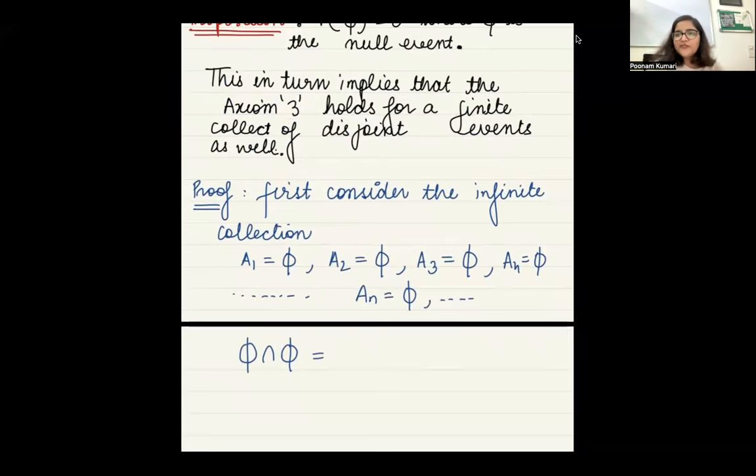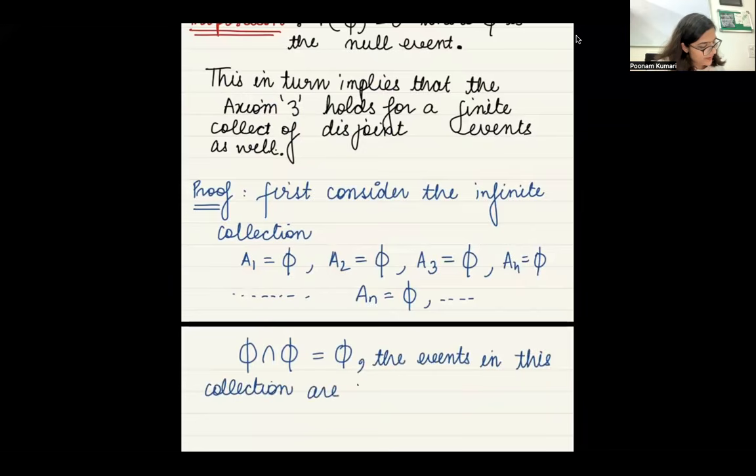If two events have nothing in them, the intersection will also be nothing, right? So can I say that A1, A2, A3, up to whatever this list is, are all disjoint events because their intersection is phi? Yes. So we can say that the events in this collection are disjoint.